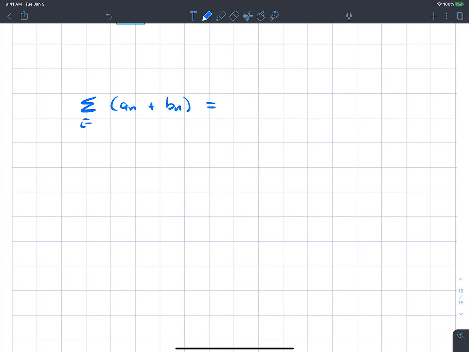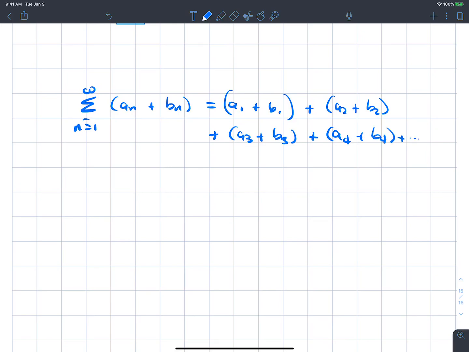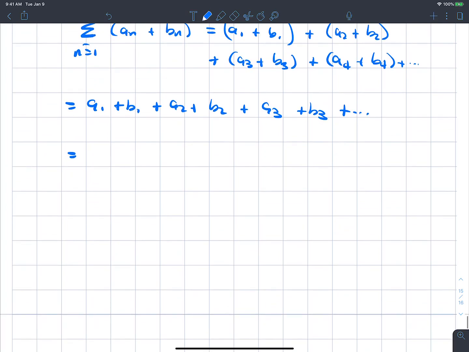Remember, this is n goes from 1 to infinity. This is not a sequence of partial sums. This means we have a1 plus b1. That's the first term. Plus a2 plus b2, right? Plus a3 plus b3. Plus a4 plus b4. And then that goes forever. Parentheses go away. a1, b1, a2, b2, a3, b3, and so on. Regroup your terms. Put your a's together. a1 plus a2 plus a3, and then add your b's. b1, b2, b3. This goes forever.